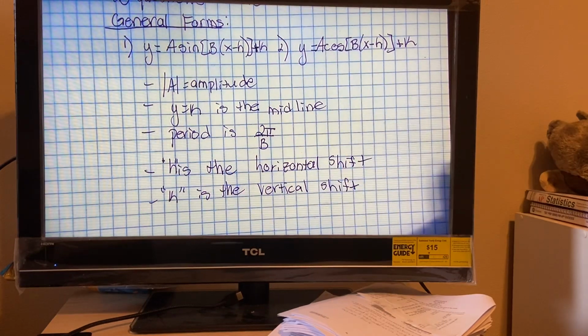So I'll ask you specifically about all of these. I'll give you an equation and I'll ask you what's the midline. I'll give you an equation and I'll ask what the amplitude is, the period, and so on and so forth. I will ask you for all of these things at one point or another. I may even mix and match, so be careful.